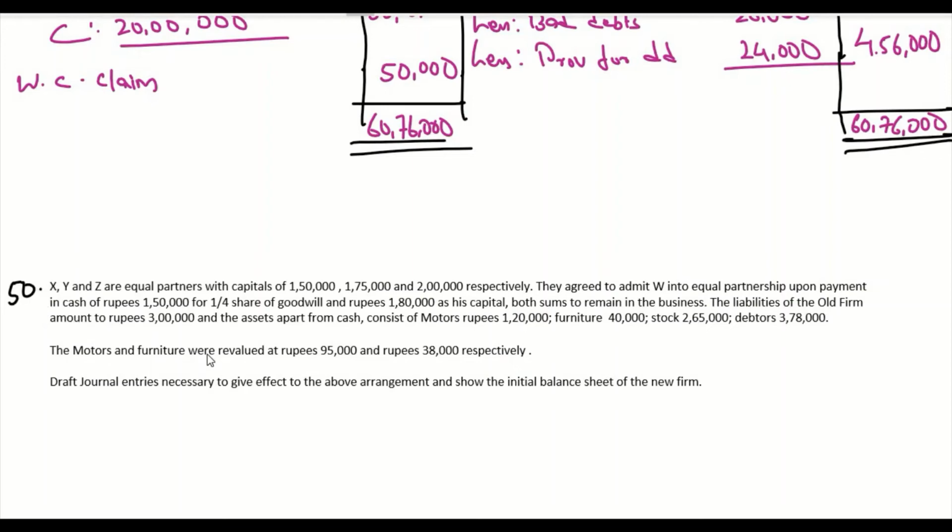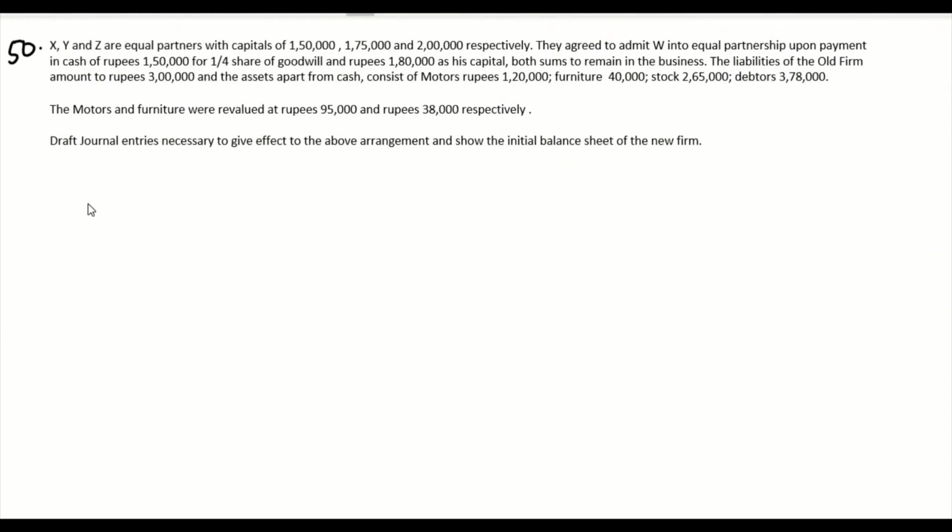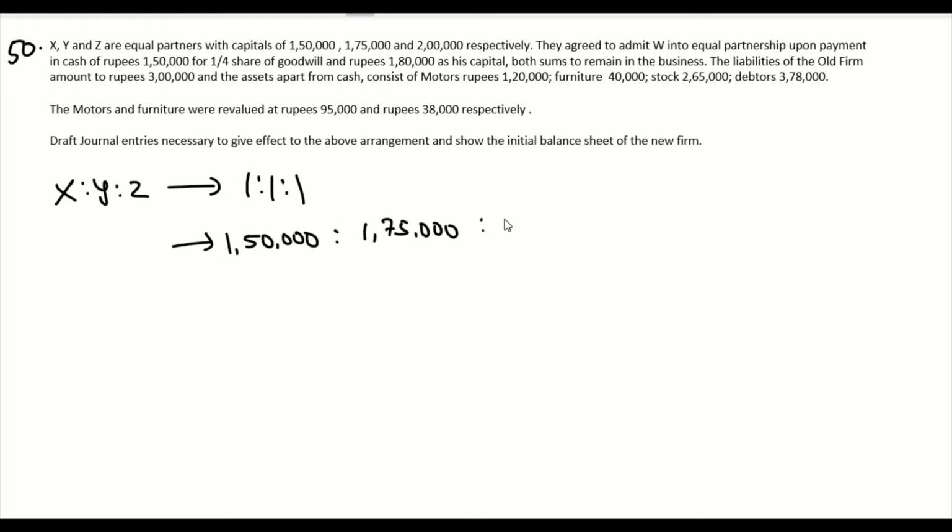Okay. So here we have three partners, X, Y and Z. Their profit sharing ratio is equal, 1:1:1, and their capital balances are 1,50,000, 1,75,000 and 2 lakhs.